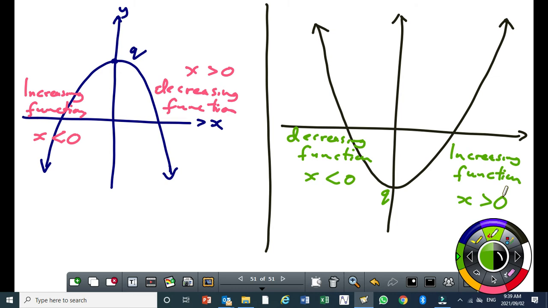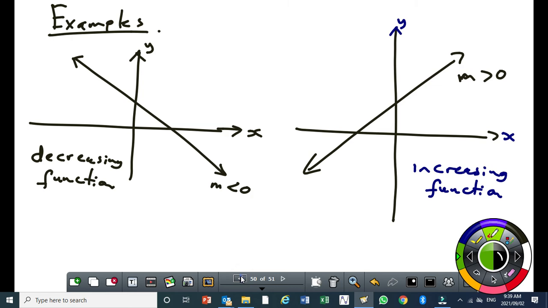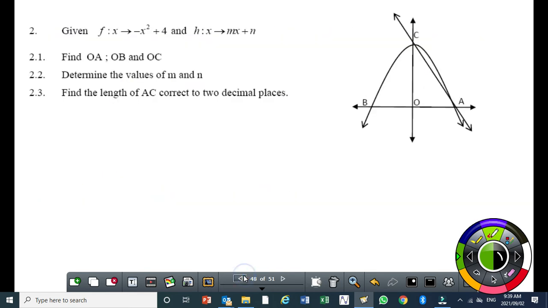Right. This is only true in grade 10. In grade 11, things change slightly because of the horizontal shift of the grade 10 quadratic function. Right? Okay, let's come back to the example that I wanted to do today. Okay, so let's do that.